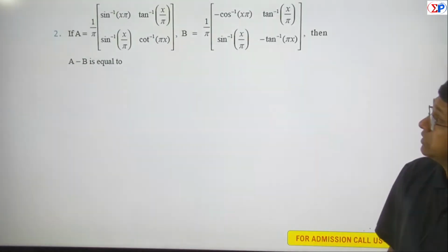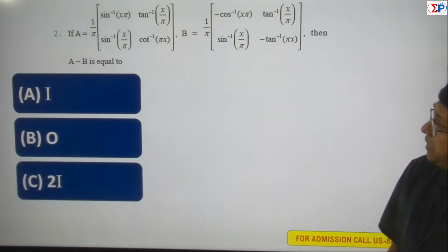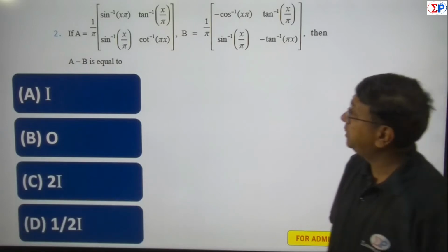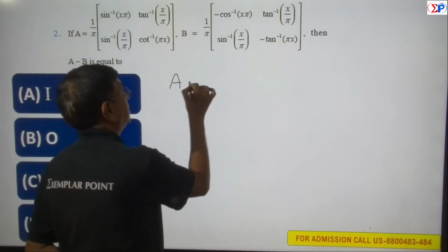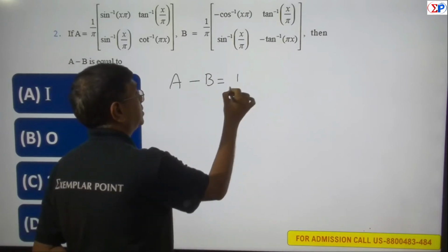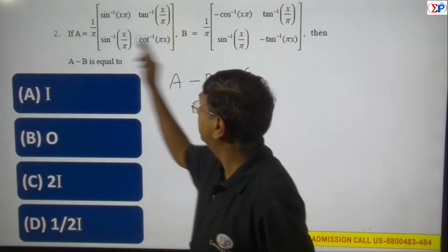Moving on to next question. Now this is the question you can see. A is this, B is this, and A minus B निकालना है. So it's based on properties of inverse matrix. Now suppose I am finding A minus B. 1 by pi is going to be common. आप देख लो दोनों में 1 by pi है, वो तो बाहर हो गया.